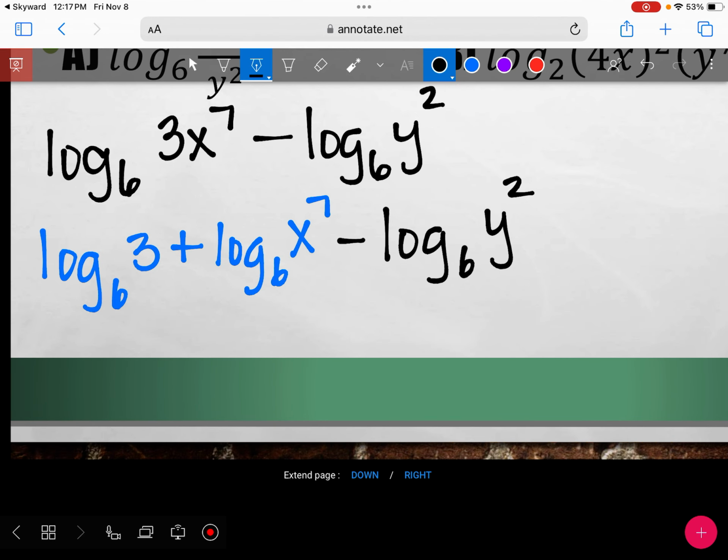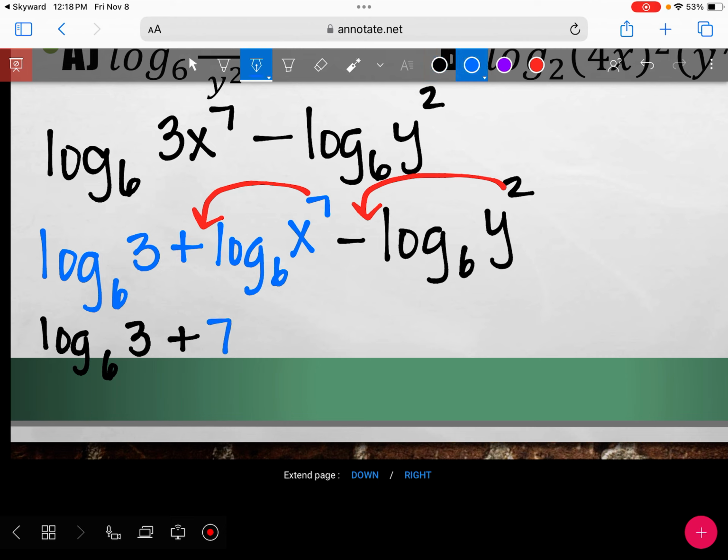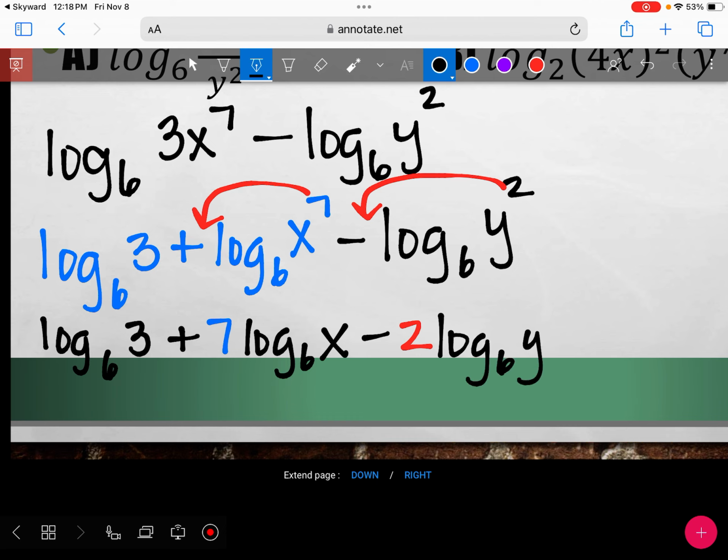Now 2 of those logs have a power that need to be moved. So I'm going to move this to the front of this log. That 7 gets moved to the front of that log, and this 2 gets moved to the front of that log. So my final answer would be log base 6 of 3 plus 7 times the log base 6 of x minus 2 times the log base 6 of y. That would be fully expanded.